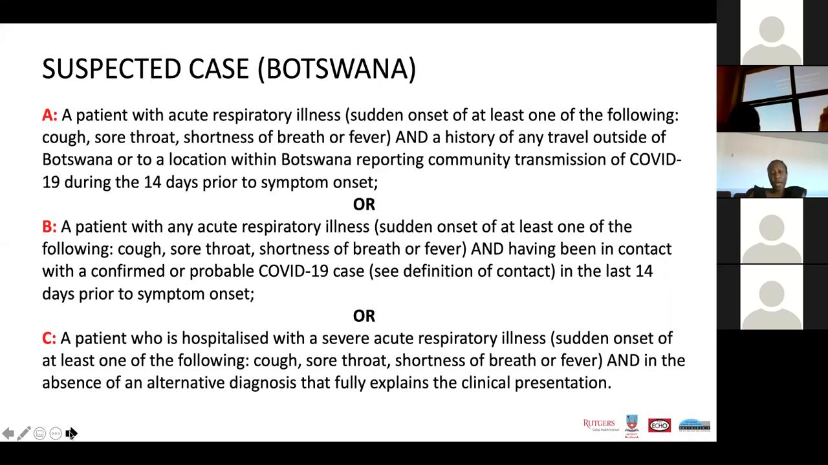Or a patient with any acute respiratory illness and having been in contact with a confirmed or a probable COVID-19 case in the last 14 days prior to the symptom onset. I'll talk to the definition of a contact as I go through the presentation. Or a patient who is hospitalized with severe acute respiratory illness and in the absence of an alternative diagnosis that fully explains the clinical presentation. So you can see that there is a very minimal difference from the WHO definition, and the difference is accounted for by the fact that we want to increase the sensitivity of the case definition here. Next slide, please.